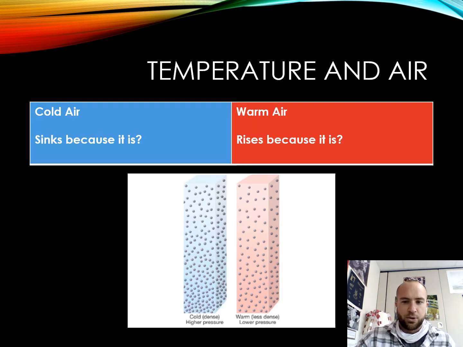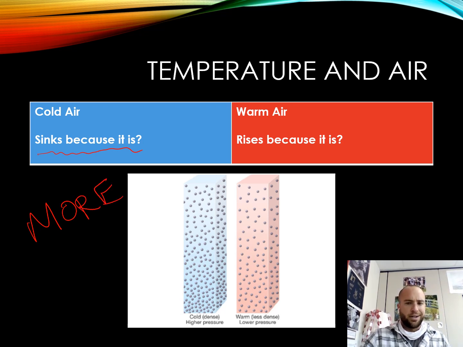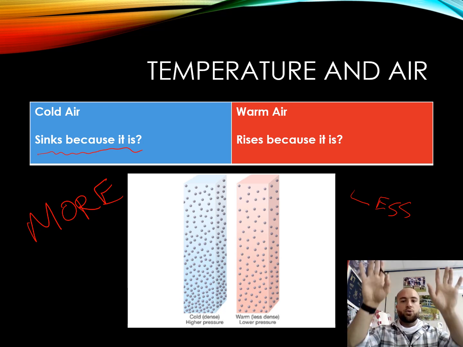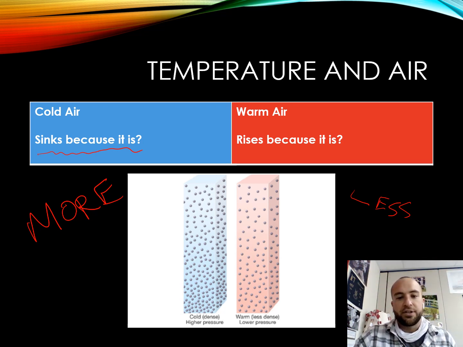Well, it starts back with a little bit of review. So we need to review some stuff. We know that cold air sinks. Well, why? Cold air sinks because it's more dense than warm air. And warm air rises because it is less dense than cold air. That's just review. Do I need to do the convection dance? Maybe you could do the convection dance at home.